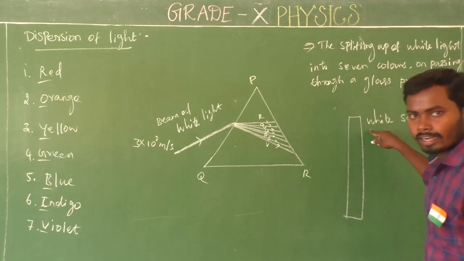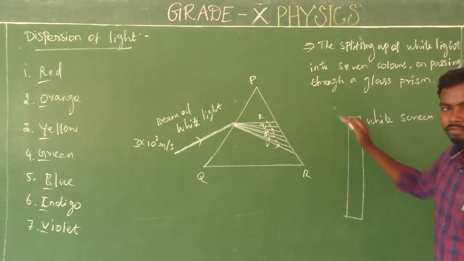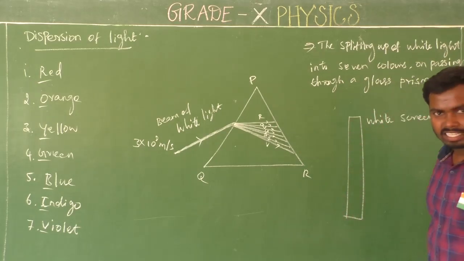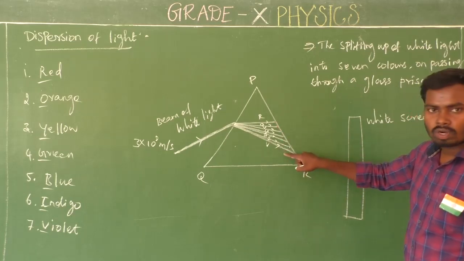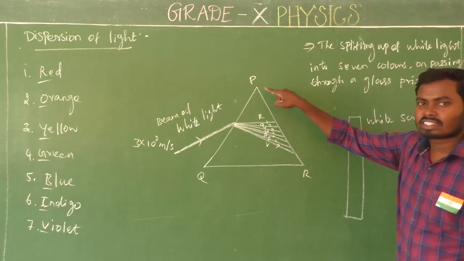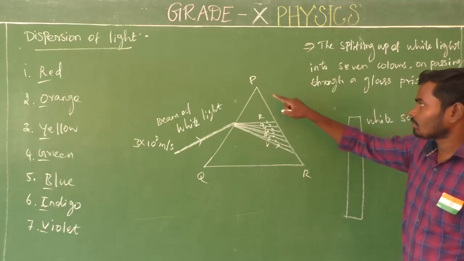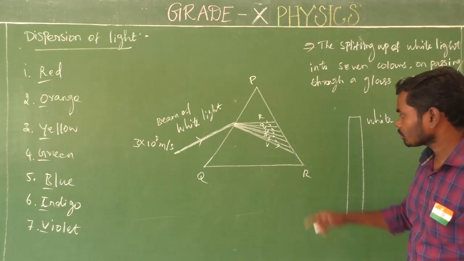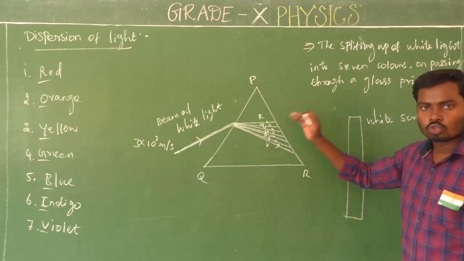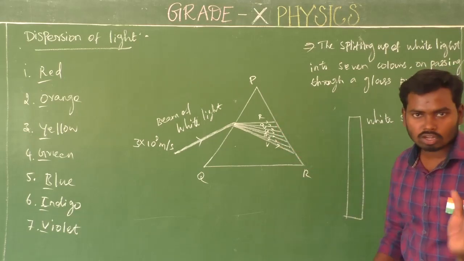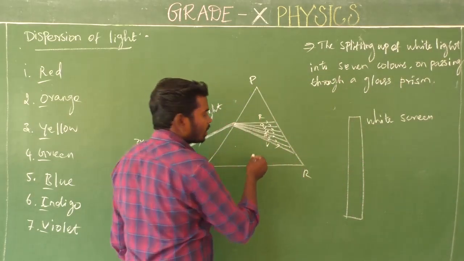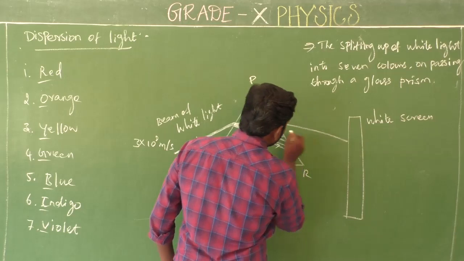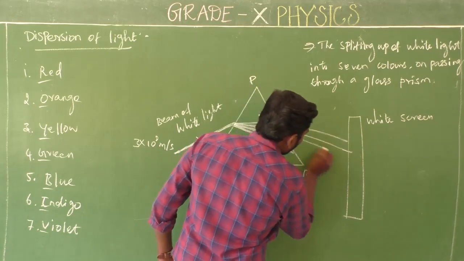This is a white screen. Place the white screen after this glass prism. Is it clear? Then what will happen after these 7 constituent colors of white light fall on the surface of the second glass prism? All these refracted rays should come outside, because the surroundings are also part of the medium. So all 7 colors fall on the white screen.